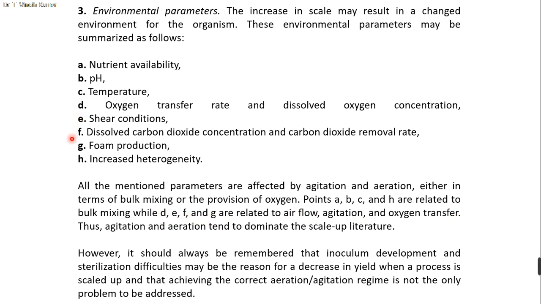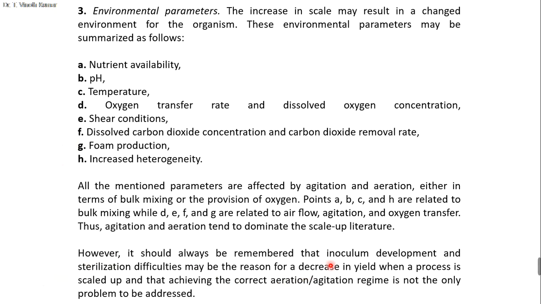So D, E, F and G, all four are related to oxygen transfer, because carbon dioxide will impact on oxygen mass transfer. Shear condition is also involved in the oxygen transfer, and this is the detection of oxygen, because you have to use a sensor that should be more sensitive, and the foam production should be controlled. If more foam, then automatically the oxygen diffusion rate may decrease.